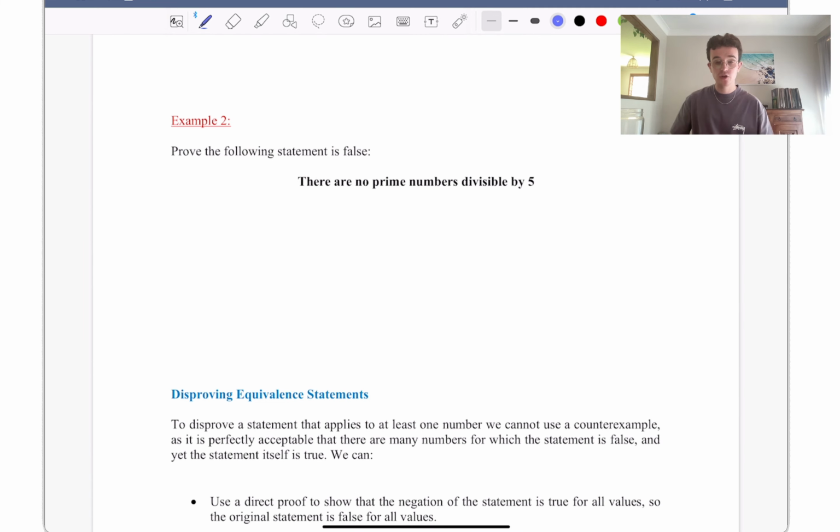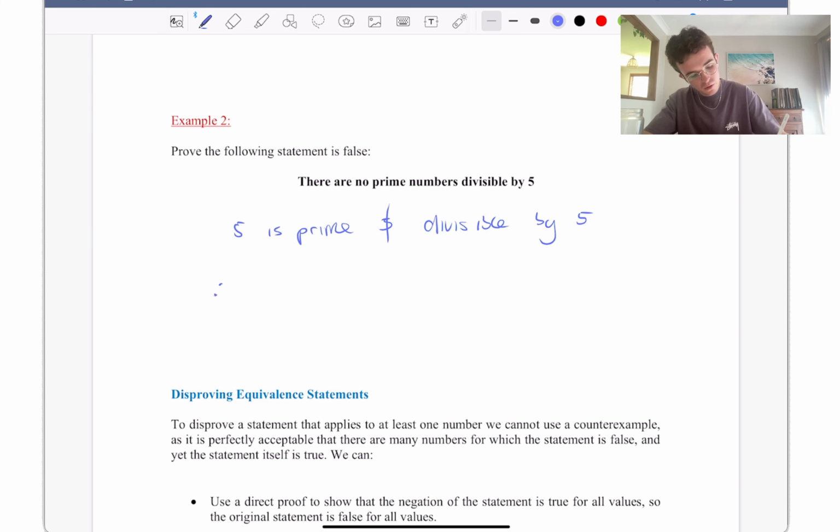So example 2, where you're going to disprove the statement that there are no prime numbers divisible by 5. Well, 5 is prime and divisible by 5. Therefore, the statement is false.